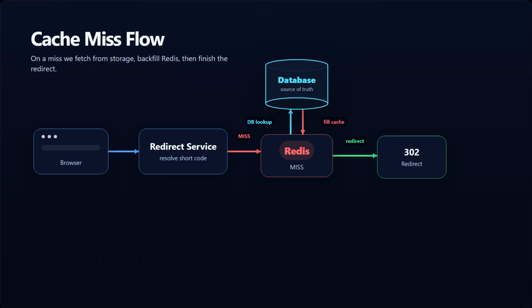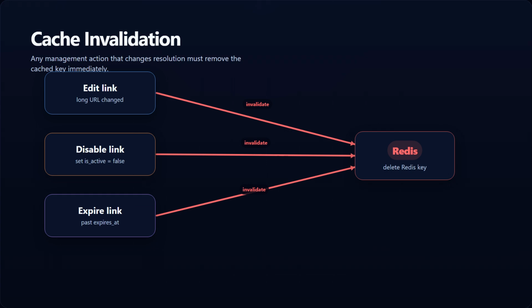But the second we add a cache, we also create a new problem, keeping that cache correct. A cache is only useful if you can trust it. If someone edits a destination URL or disables a malicious link, and the cache still has the old value, users can get sent to the wrong place. So cache invalidation is not some side detail here. It is part of the core design.